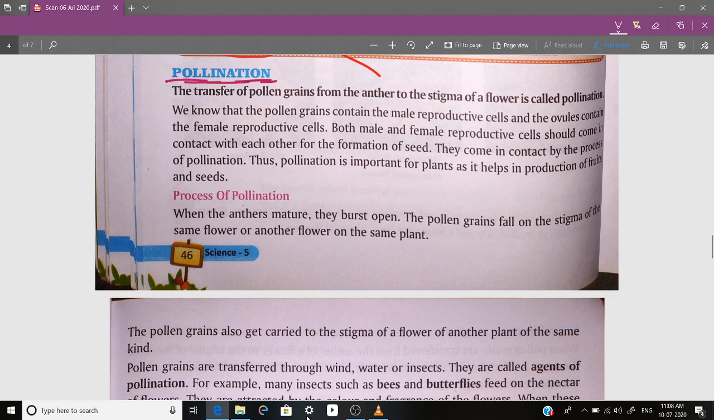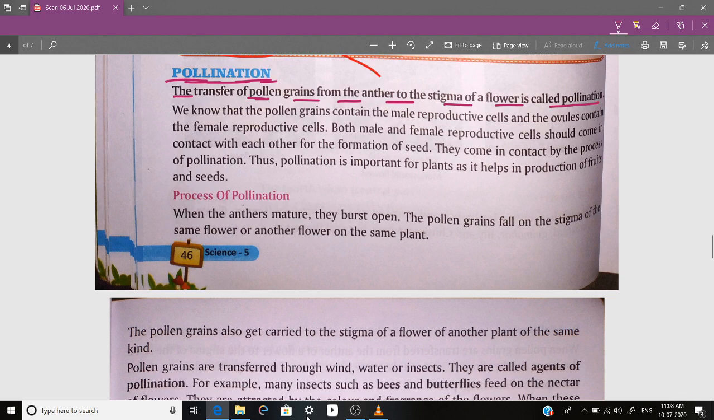Okay. Now, what is pollination? The transfer of pollen grains from the anther to the stigma of a flower is called pollination. A very simple definition. Now look at this. Now we just understand what pollination is.